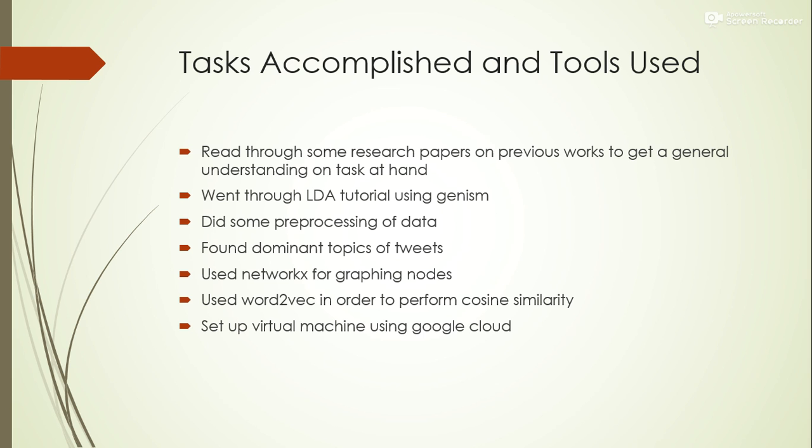I will now go over the tasks that were accomplished throughout the course of this semester and the tools that were used. One of the first things that was done this semester was to read a couple of research papers on similar projects to get a basis and general understanding of the steps to be taken. The project can be divided into two main parts, one being topic detection and the other being user community detection. This semester topic detection was focused on.